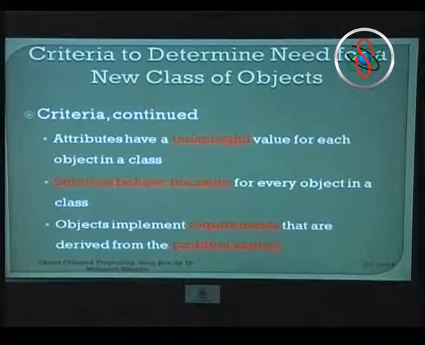Attributes have meaningful values, as I said. For example, x is an attribute. X equals 5, where 5 is a value for x. Then we are going to see whether it is perfect: are these values right or not? Services actually behave the same way for every object in a class. That's sure. We use the services to represent all the objects inside the class.